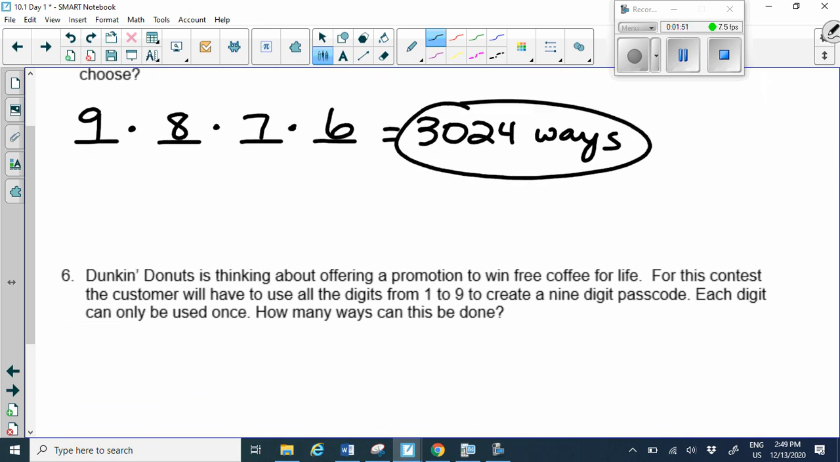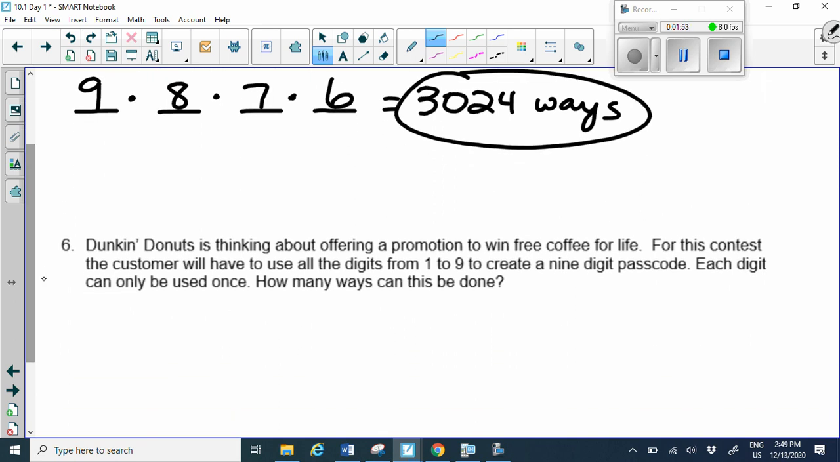Okay, let's go ahead and do number 6. Once again, it's Dunkin' Donuts. It's thinking about offering a promotion to win free coffee for life. Wouldn't that be great? Okay, for this contest, the customer will have to use all the digits from 1 to 9 to create a 9-digit passcode. Each digit can only be used once. How many ways can this be done?